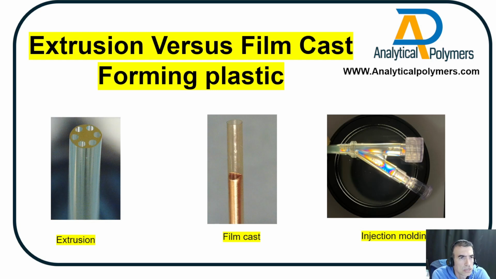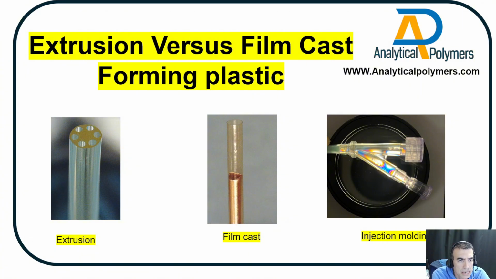Today's discussion is about extrusion versus film cast. There are two ways of making tubes for catheter applications. One is extrusion, basically melting the pellets, polymer plates, and forming it into a tube.